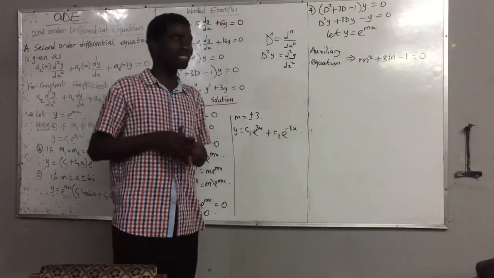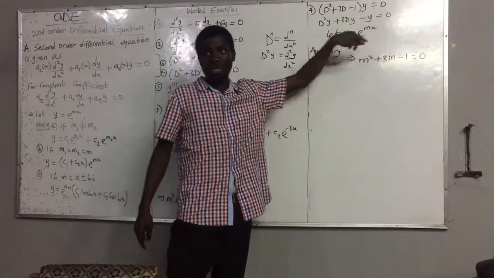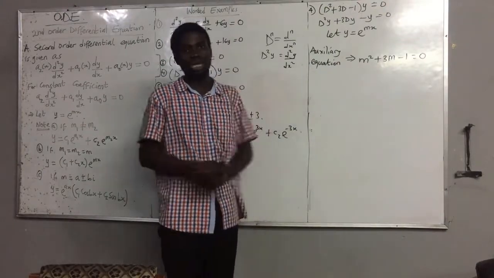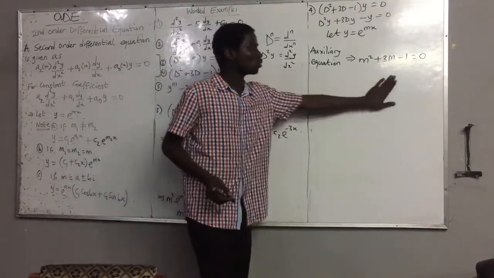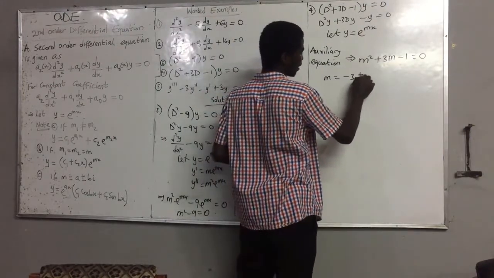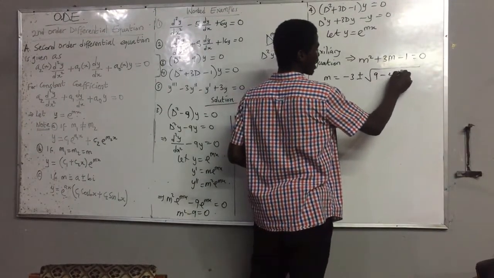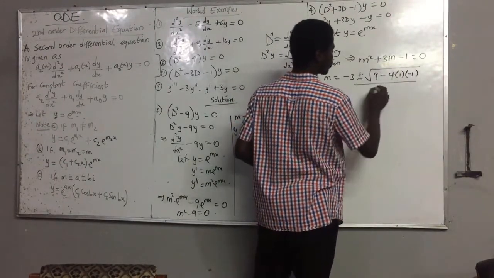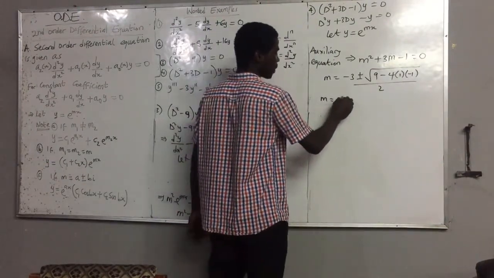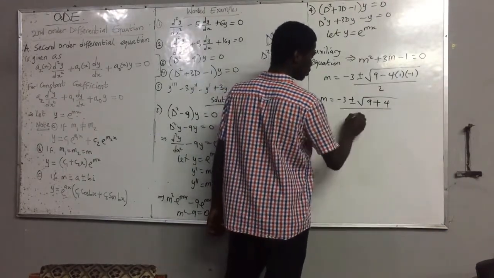You can confirm it: differentiate the first time, differentiate the second time, put it inside the differential equation and divide through by e raised to power mx. Your auxiliary equation will be this. Then you solve this quadratic equation. You have to use the formula method here. This is minus 3 plus or minus square root of minus 3 squared, that's 9, minus 4, A is 1, C is minus 1, all over 2a, 2. So m equals minus 3 plus or minus square root of 9 plus 4, all over 2.